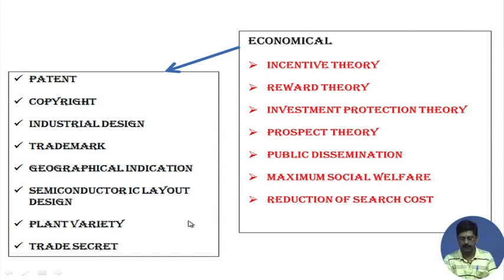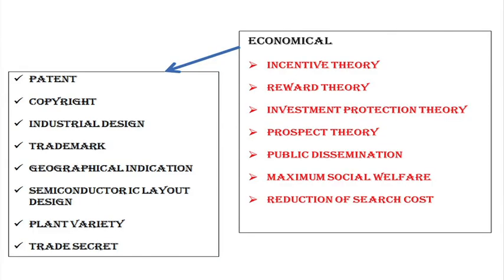So now to summarize: how can you justify the economic theory with reference to different forms of IP? For a patent: incentive, reward, investment, prospect, public dissemination, maximum social welfare, yes. Copyright: incentive, reward, investment, prospect, public dissemination, maybe social welfare, yes. Trademark: reduction of search cost primarily, incentive, reward, yes. Investment, yes, because he is creating a beautiful logo. Geographical indication, maybe for the society. Semiconductor IC layout, also for the authors; plant variety, also for the breeders. That way you are getting justification for the economic theories for each form of IP.